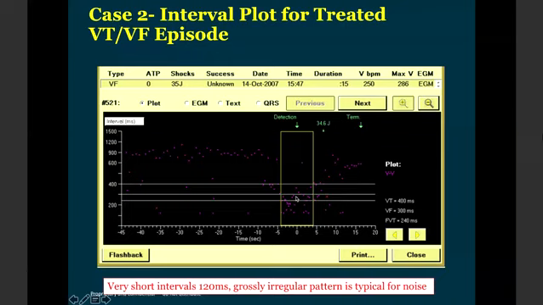Even a ventricular arrhythmia would not have this kind of an irregular pattern. And what is more interesting is some of the intervals are around 120 milliseconds. Very, very short RR intervals during the so-called arrhythmia. This is very typical of noise. All over the place, ultra short RR intervals, almost like 120 milliseconds, 130 milliseconds.